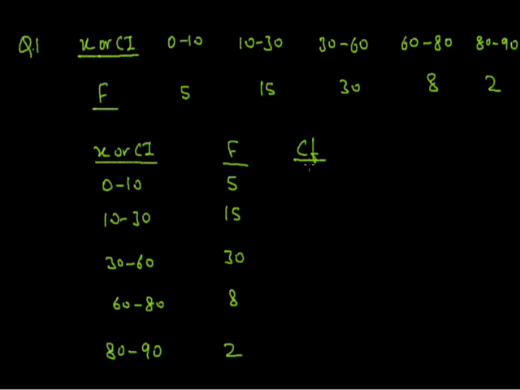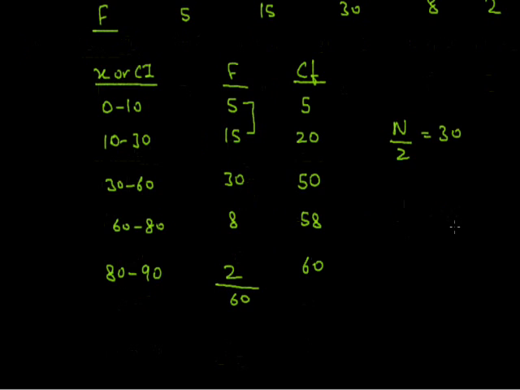As we have already studied how to find cumulative frequencies, the first cumulative frequency is 5, as there is no frequency above this 5. For the next class interval, we need to add both frequencies, that is 15 plus 5, so it will become 20. Now we add 30 to 20, so the cumulative frequency of the next class will be 50. Then we add 8 to 50, it will become 58, and then 60. If we add all the frequencies, we also get 60. So it means our n by 2 is equal to 30.